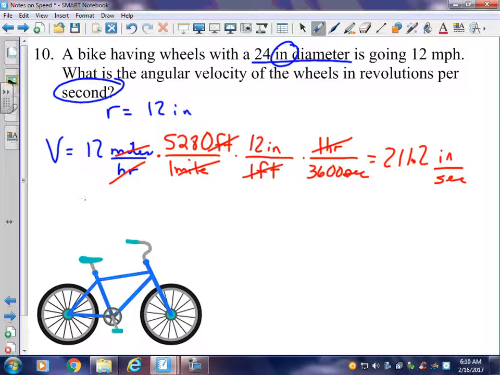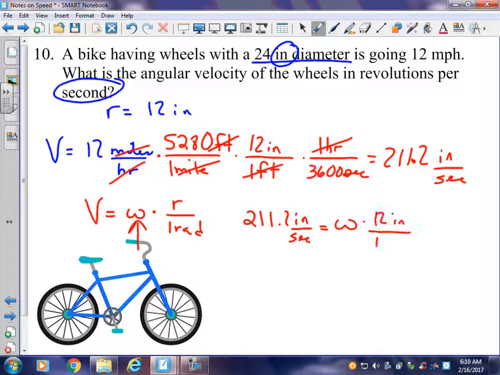Now, let's talk about the velocity formula. The velocity is equal to omega times your radius over 1 rad. We know our velocity; we just found that. We know our radius. What we don't know is omega, and that's what we're going to try to get first. So 211.2 inches over seconds equals omega times our radius, 12 inches over 1 rad.